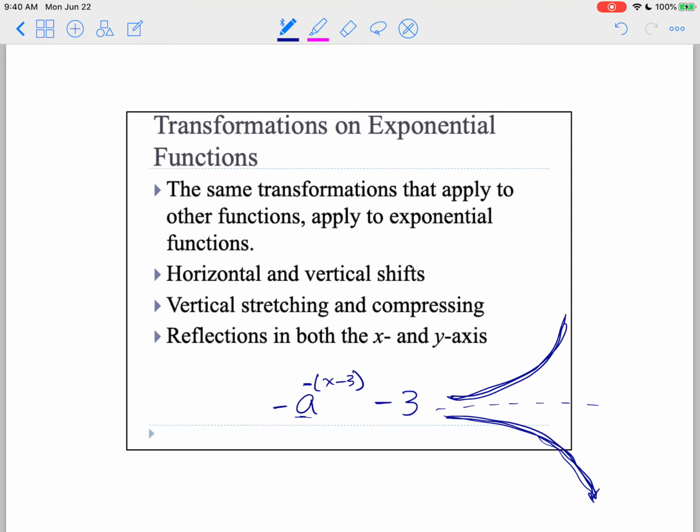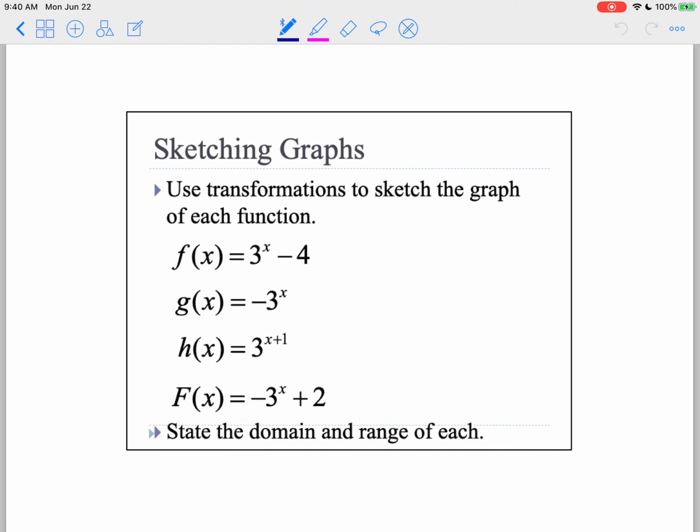So those are all the transformations that could happen. So let's just quickly go through some of these transformations. As I said at the beginning of this lecture, the domain for all of these is going to be all real numbers all the time. Okay? So we can get that out of the way right now. The domain for all of these is all real numbers.